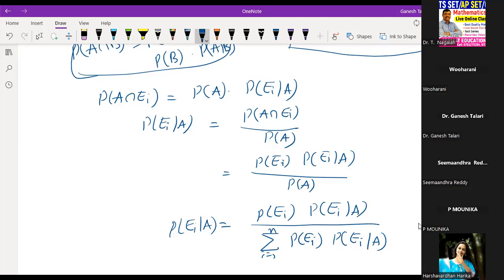Only thing is, more than one event or more than two events depend upon some particular event, then you can go with the Bayes theorem. Actually, multiplication theorem is for only two events, but in Bayes theorem, more than two events come into the picture. Then conditional probability will be applicable. Okay, so we'll solve our problem on this.